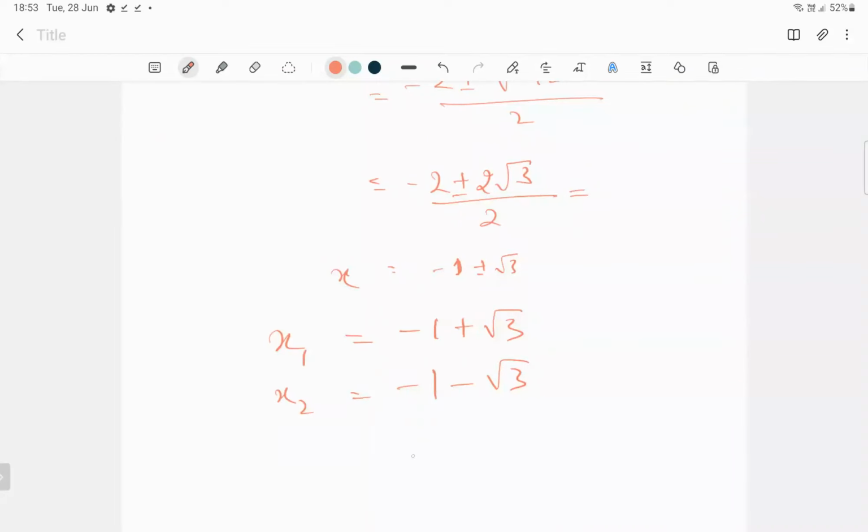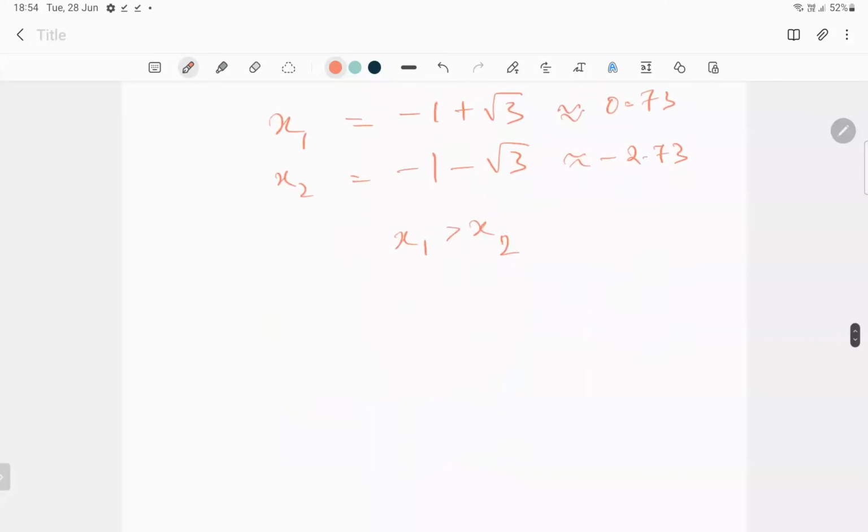Since everyone agrees, x1 is greater than x2, because obviously minus 1 is right. Adding root 3 is how much? 1.7. So that means it is somewhat 0.73, and this is minus 2.73 something. Approximately this is 0.73 and this is minus 2.73. Now let's represent this on a number line.